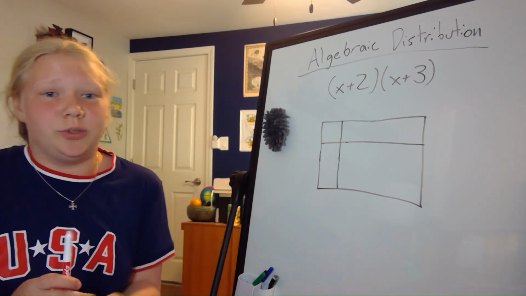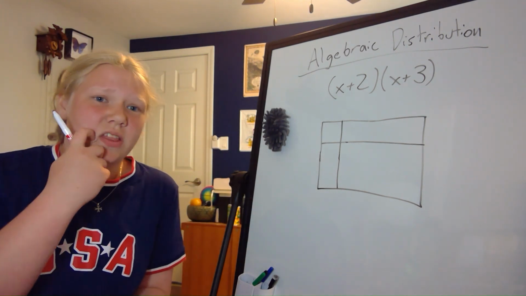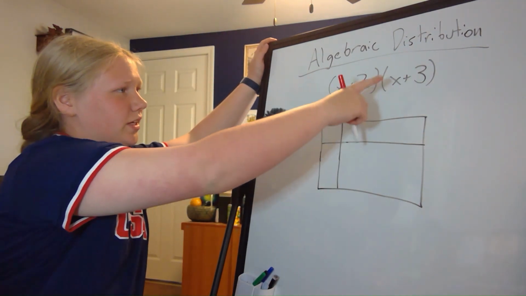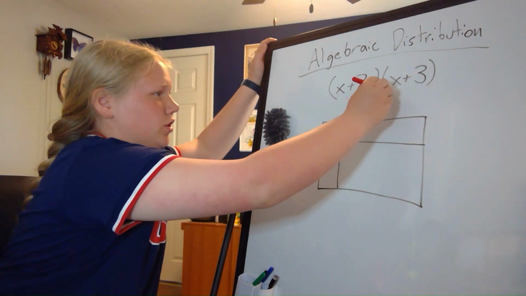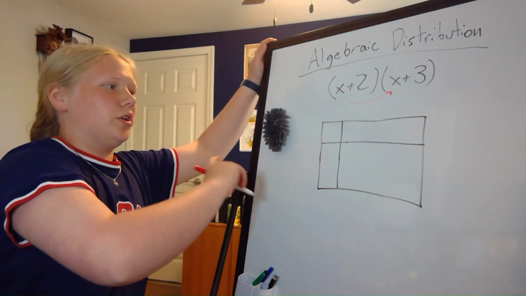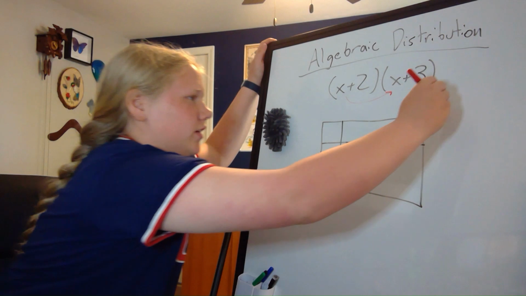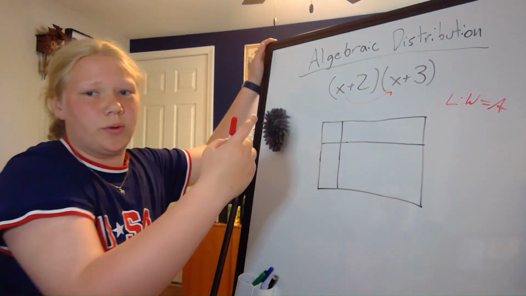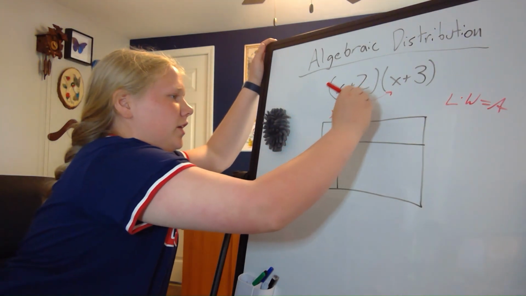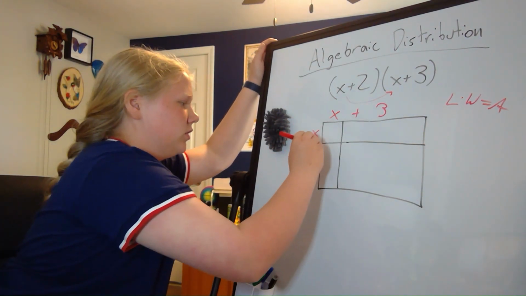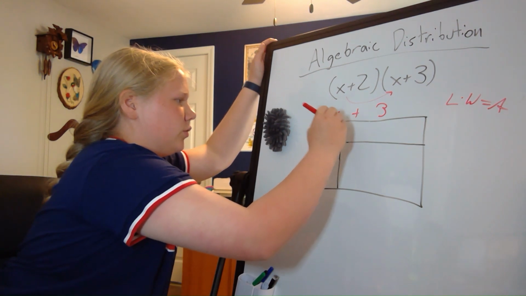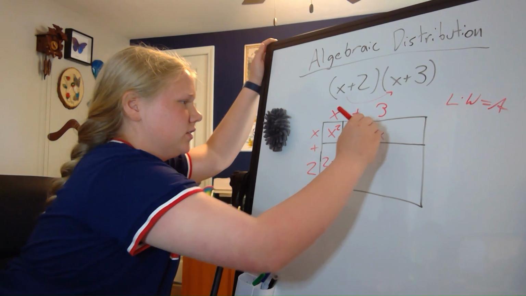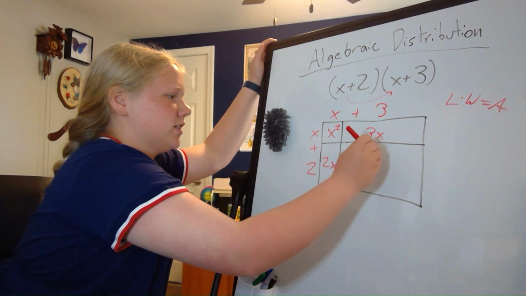This is your normal distribution. I don't know if a lot of you saw this method, because we normally just do the FOIL method where you multiply first, inside, outside, last. But also what you can do is call it length times width, so length times width equals area. Just another way you can do this is labeling it like this. So you get your x squared, x times x is x squared. You get your 2x, 3x, and then 2 times 3 is 6.